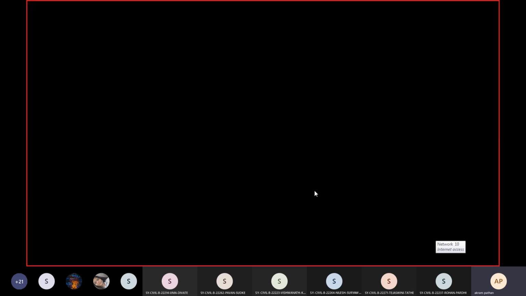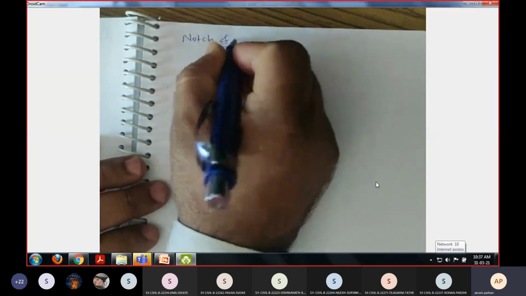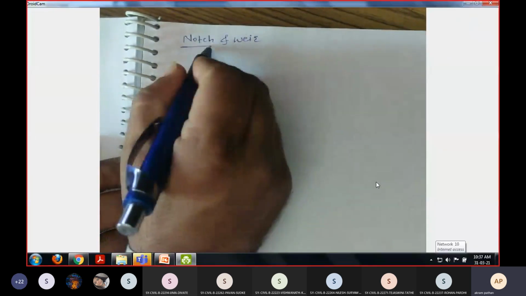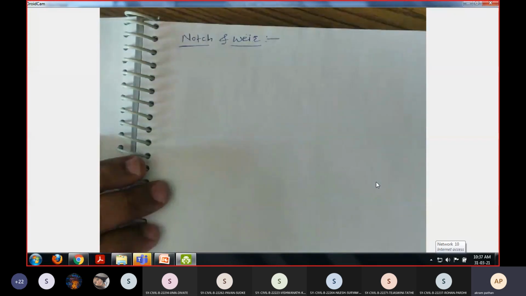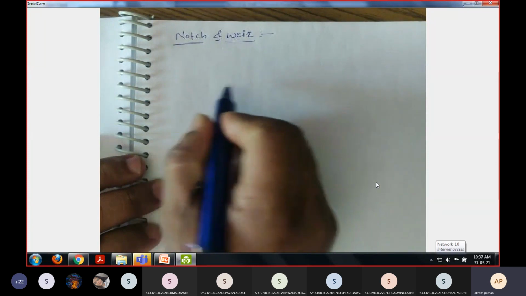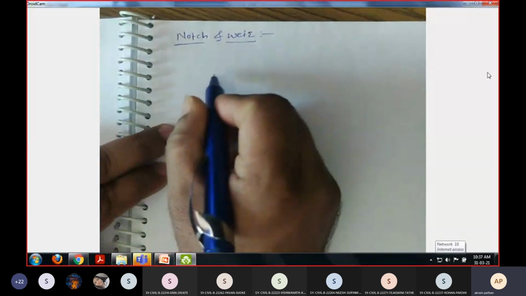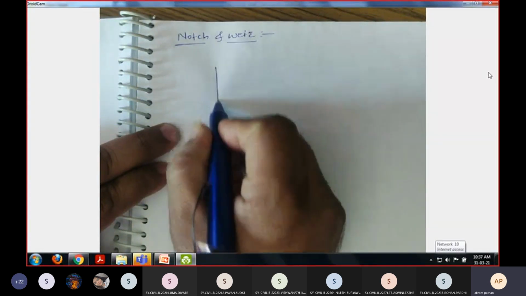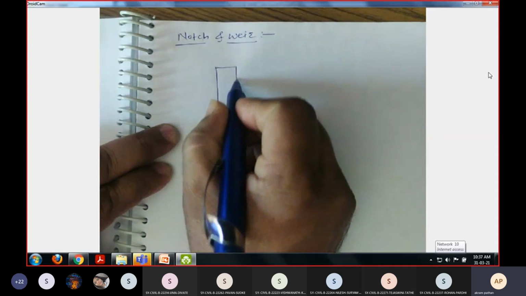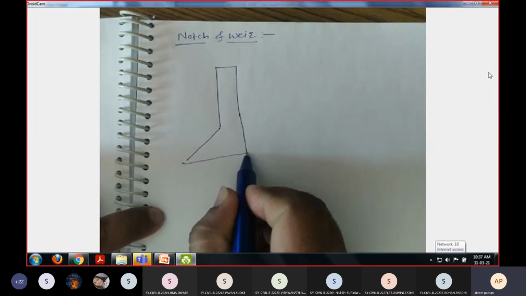So I am going to describe notches and weirs. So first is notch and weir. What is notch and what is weir? How to measure the discharge with the help of notch and weir? I will describe it. For example, we have a dam. Basically this is the cross section of a gravity dam.